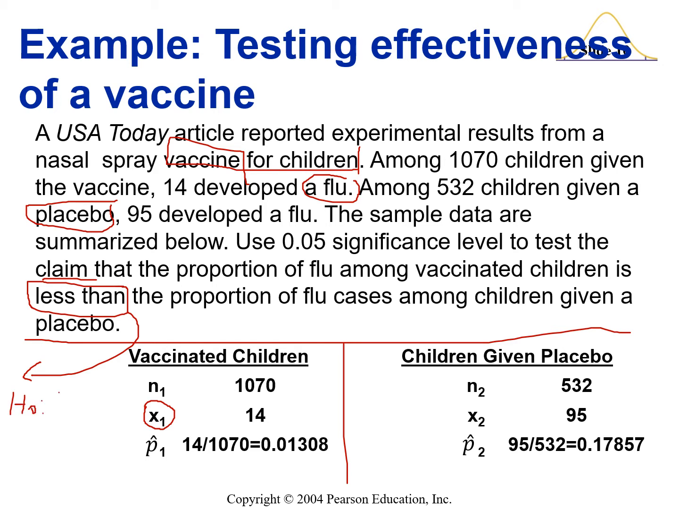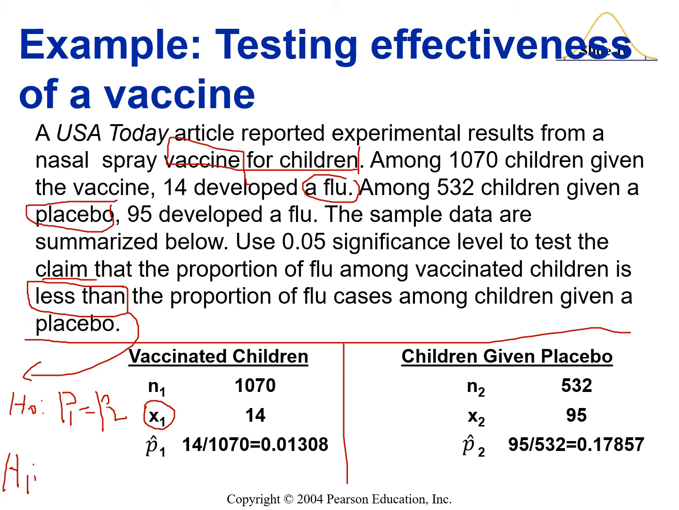Which is P1 equal P2. This is constant. No difference between two population proportions. H1, which is the alternative hypothesis, depends on the researchers' claim.